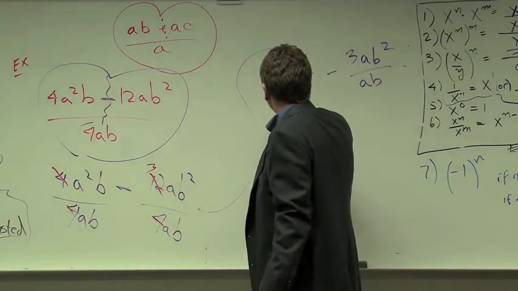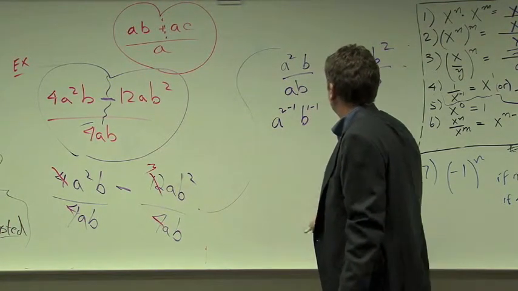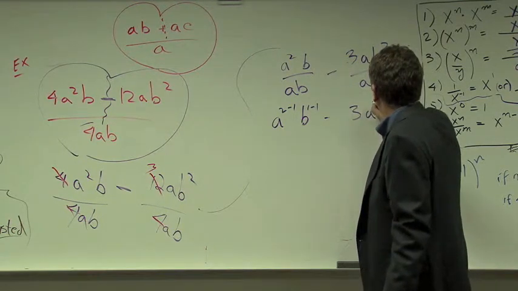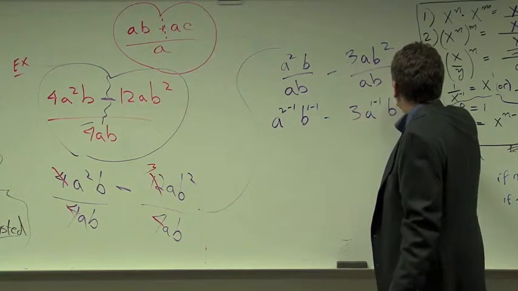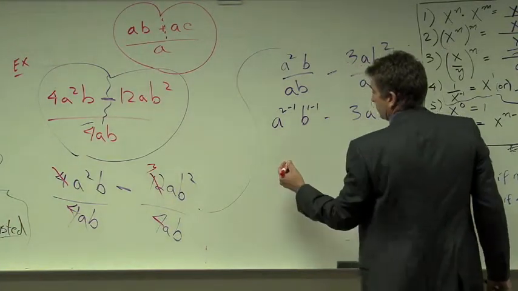So I can say a squared minus 1. And then this is b1 minus 1. Taking this in steps, this would be 3a1 minus 1 and b2 minus 1. So I'm using that rule of upstairs, downstairs. Everybody follow me? Everybody follow here? Okay?